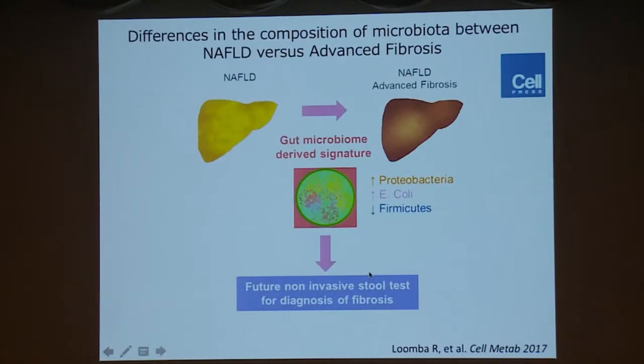So the presence of advanced fibrosis in non-alcoholic fatty liver disease, NAFLD, is one of the most important predictors of liver mortality. There are limited data on the diagnostic accuracy of a gut microbiota-derived signature for predicting the presence of advanced fibrosis. In this prospective study, the authors characterized the gut microbiome components using whole genome sequencing of DNA extracted from human stool samples.